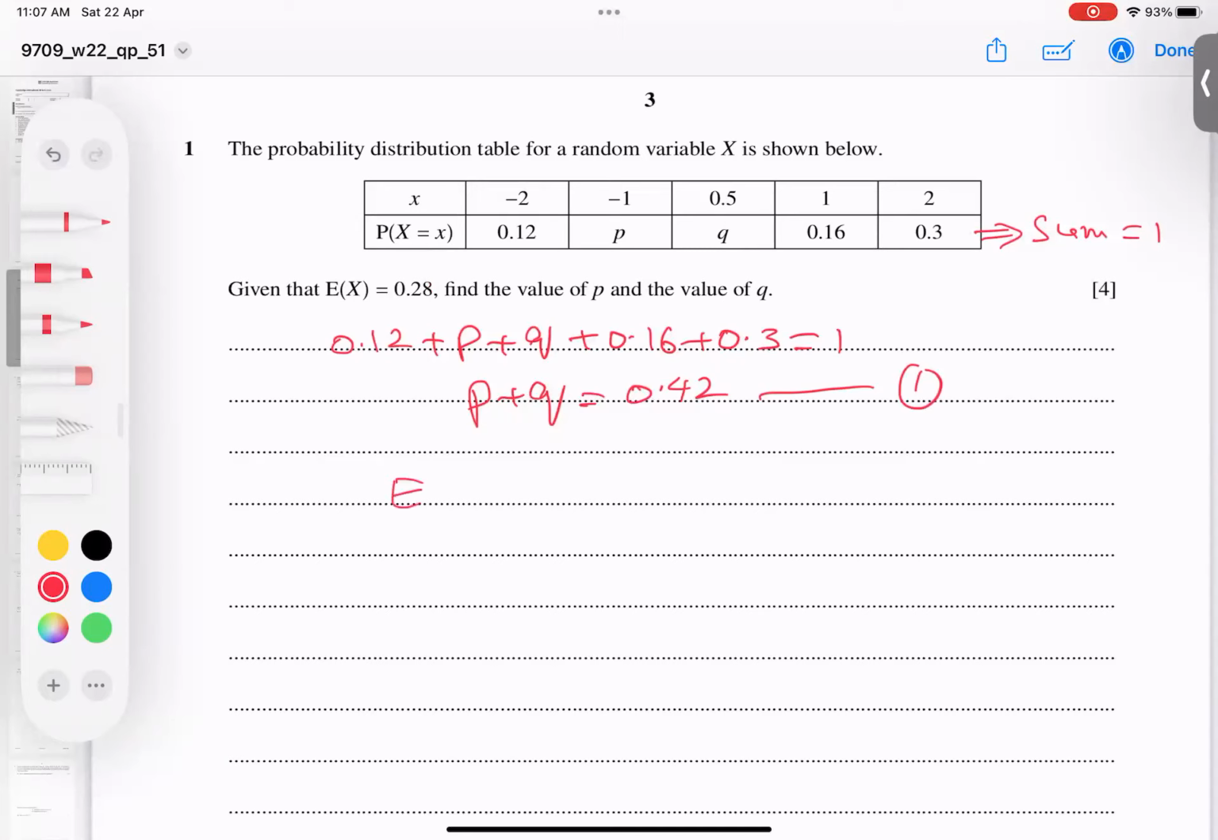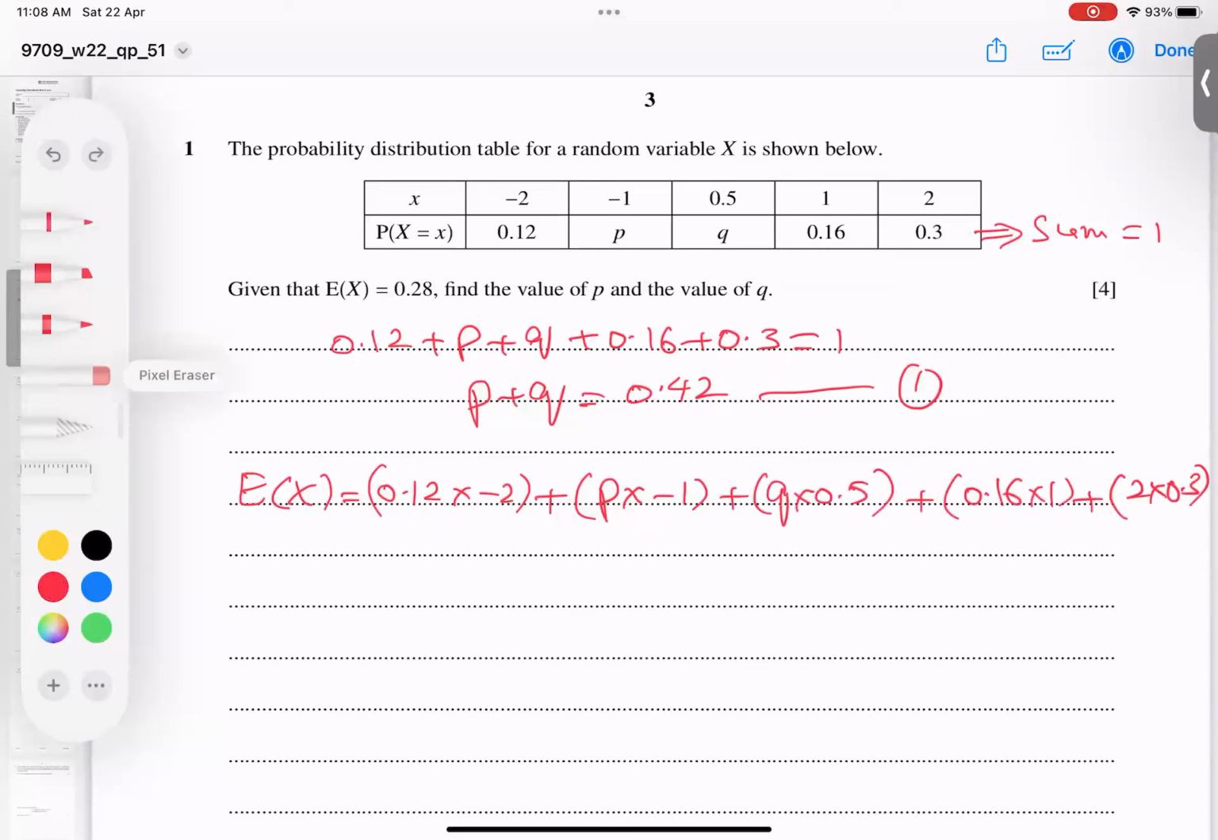Now we are given the mean. The mean formula, students, is multiply, multiply, multiply, multiply, and add them all. I'm writing it here, E of X. So 0.12 times negative 2, P times negative 1, Q times 0.5, 0.16 times 1, and 2 times 0.3. This value is 0.28.